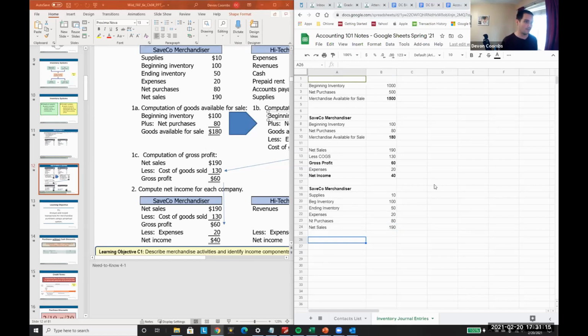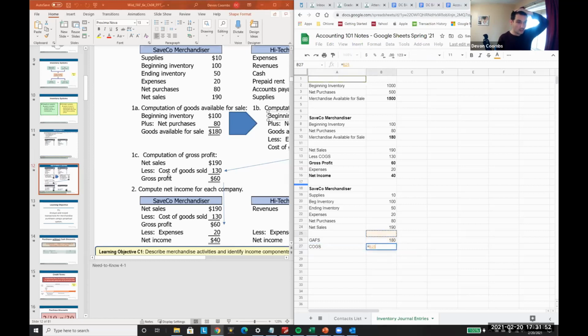And so if I want to know our goods available for sale, we know that's just our beginning inventory plus our net purchases, 180. This is another way to do it. If I want to know our gross profit, or maybe cost of goods sold would be easier because we know we need to figure out cost of goods sold. And this is our goods available for sale. Our cost of goods sold.